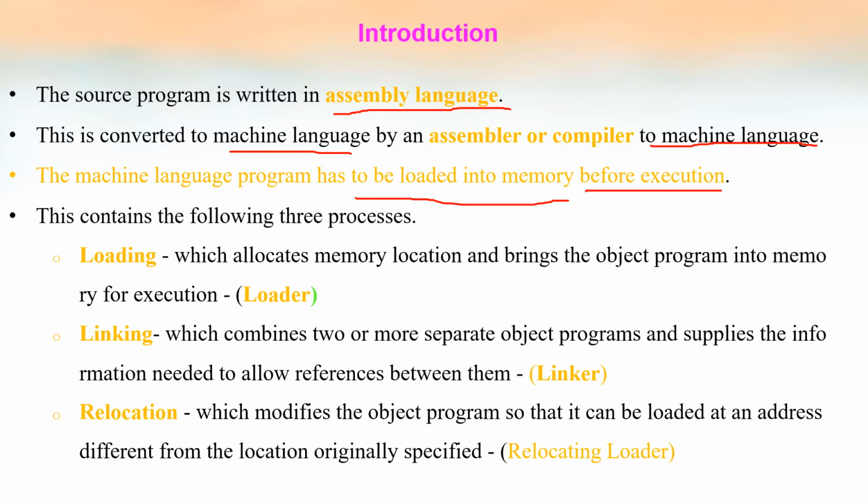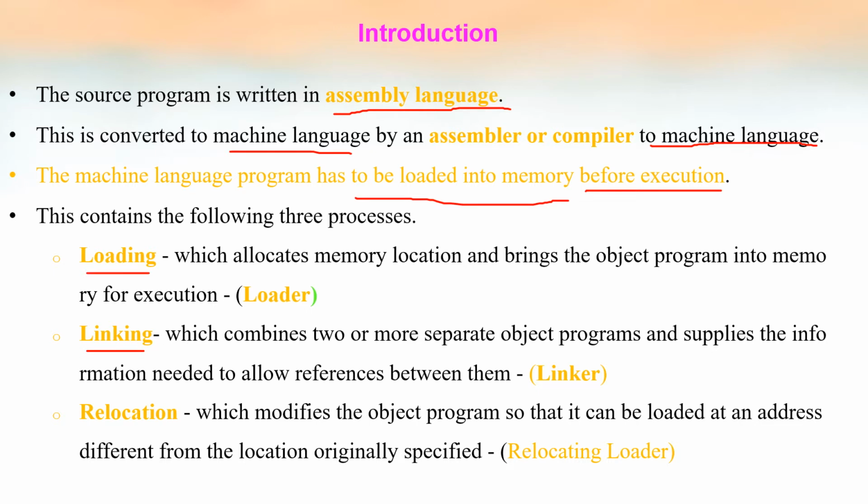This loading process is done by the loader. The object program, which is on the hard disk, has to be brought to our main memory, primary memory, RAM, before execution. This process is done by the system software called the loader. These are the three processes of the loader. First, the basic process is loading, which allocates memory locations and brings the object program into memory for execution. Then the second process it has to do is linking.